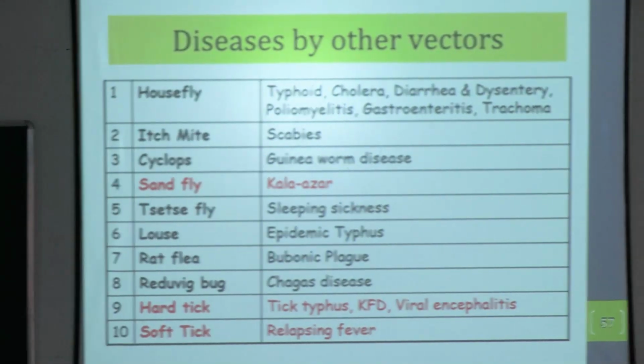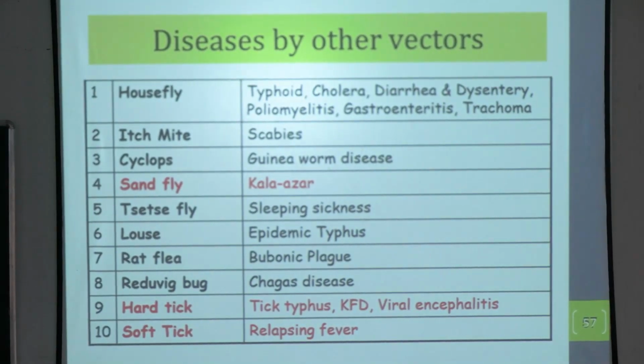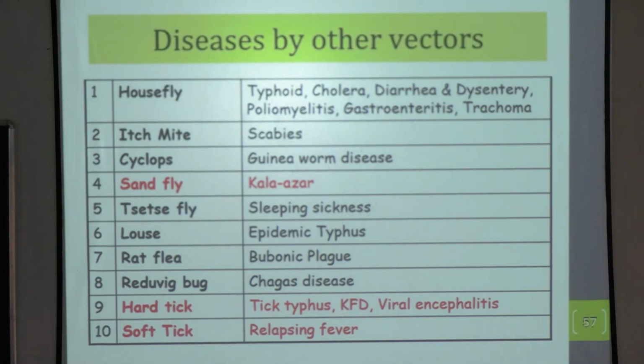হাউস ফ্লাই, হাউস ফ্লাই কি করে পড়ো, everyone read. টাইফয়েড, কলেরা, ডায়রিয়া and dysentery, poliomyelitis, gastroenteritis আর trachoma. So housefly can transmit these diseases because they transmit by fecal-oral route. So housefly is a vector in that transmission.